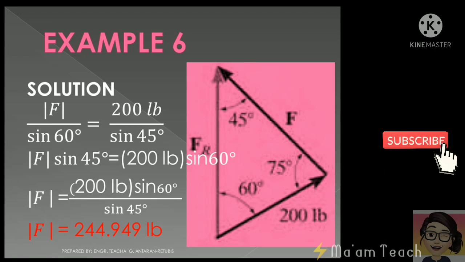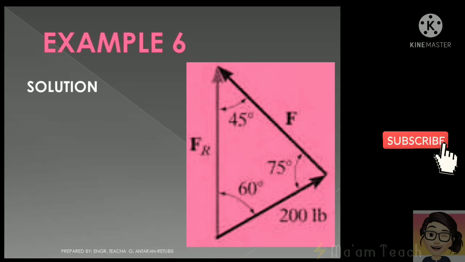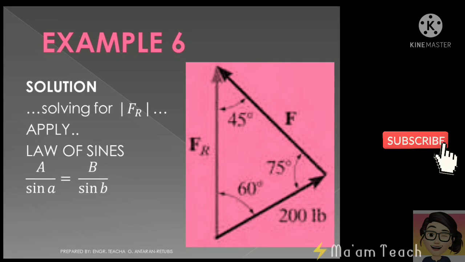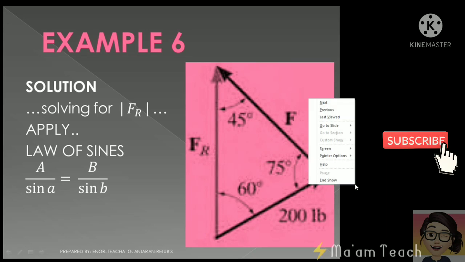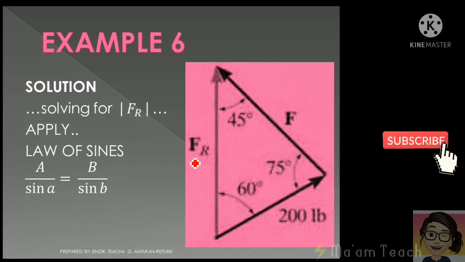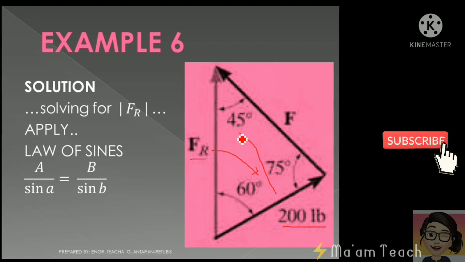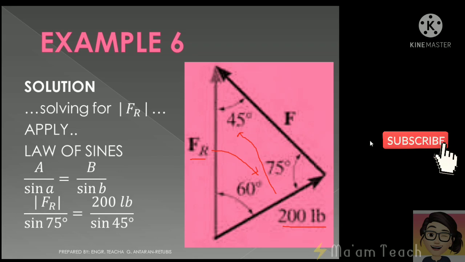Now, how about the magnitude of F sub r? The same, we will apply the law of sines, the same formula, but this time let us make our side A as our F sub r here. Obviously the opposite angle there is 75. Let us have this as our side B, so we'll have here as our angle. Substituting, F sub r, the opposite is 75, 200, the opposite is 45.